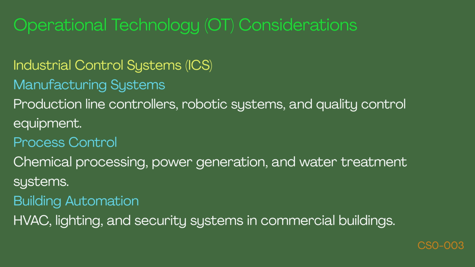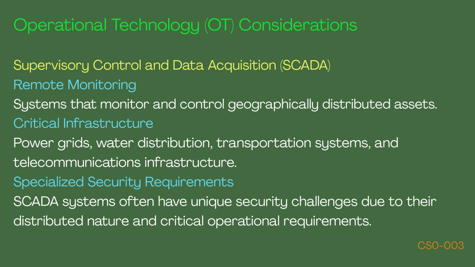ICS, Industrial Control Systems: manufacturing systems, process control, and building automation. So with manufacturing systems, production line controllers, robotic systems, and quality control equipment are included in this category. Process control could be chemical processing, power generation, and water treatment systems. And building automation, ICS could be HVAC, that's heating, ventilation, and air conditioning, lighting, and security systems in commercial buildings. And then we consider SCADA, supervisory control and data acquisition.